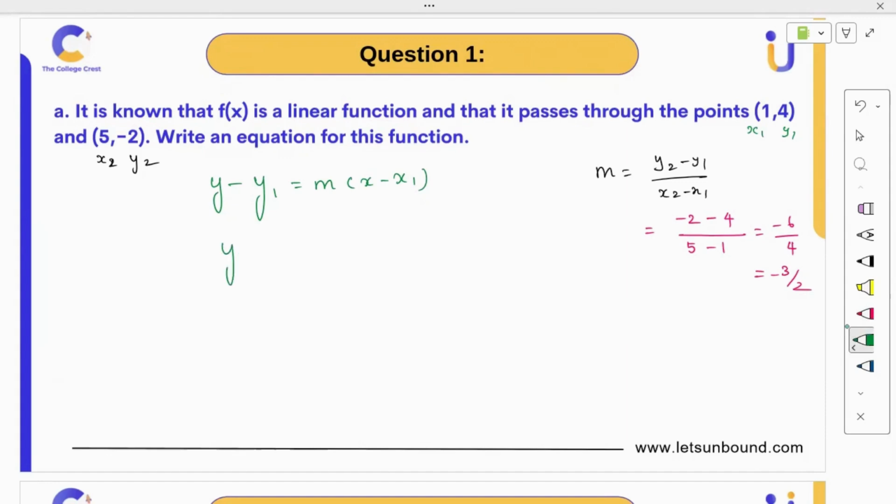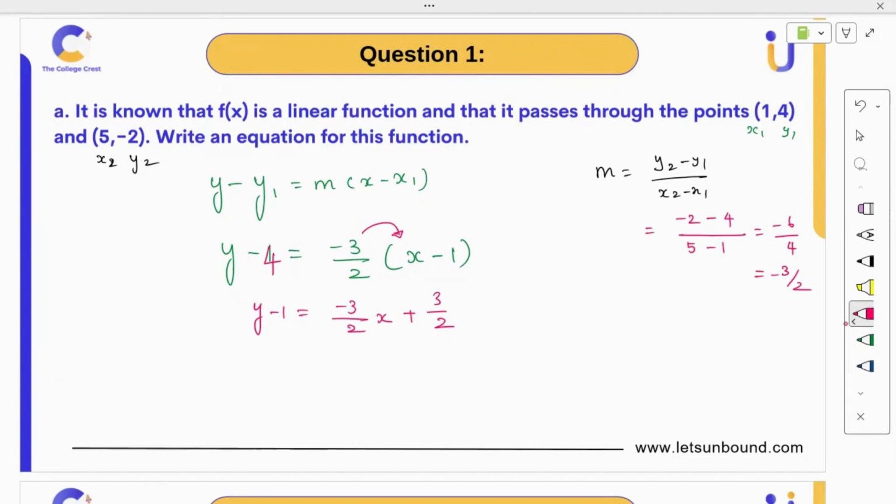And you can plug in y minus 1 equal to, your m is minus 3 by 2, x minus x1 is 1. You can leave it as it is, or if you want to write it as a function, which is a better way, you have to write f of x. So let me tell you, make y the subject. So y minus 1 is, distribute the minus 3 by 2, minus 3 by 2 x plus 3 by 2. See, I made a mistake.